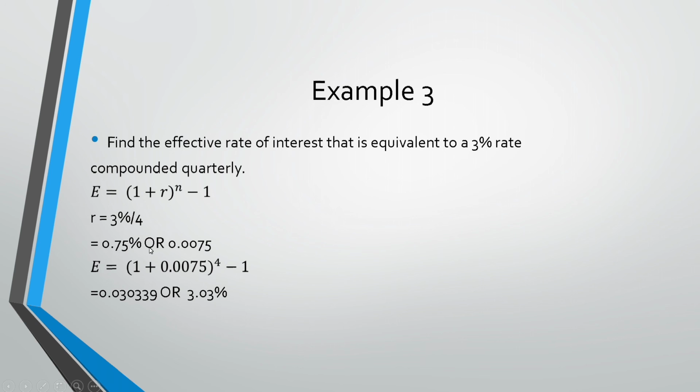So, let's substitute this in here and we will have 1 plus 0.0075 raised to 4 minus 1. And finally, we have 0.030339 or 3.3% as the effective rate of this example.